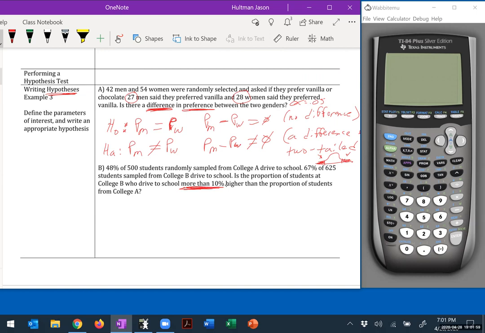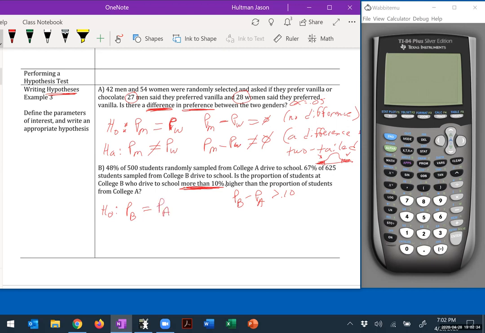More than 10% higher. So that tells me that the probability of B minus the probability of A is more than 10%. That's what we're looking for. Is B minus A bigger than 10%? Is the difference bigger than 10%? So what would H0 be? Well, H0 would be that they are equal, always equal. The null always has the equal sign. So the probability of B is equal to the probability of A.